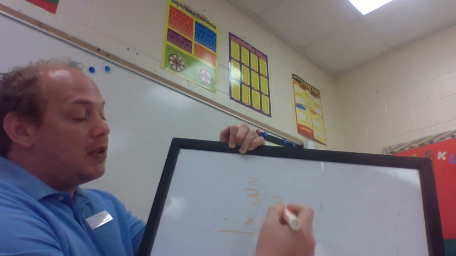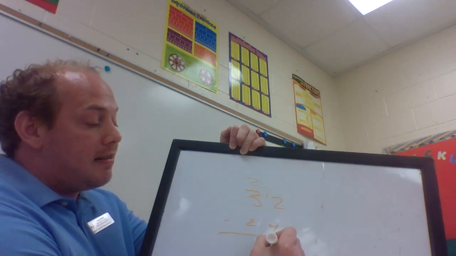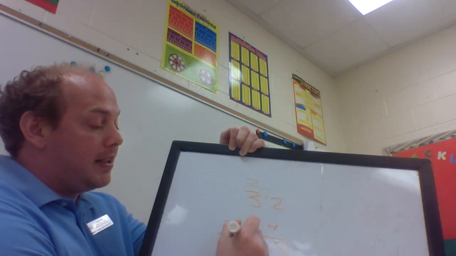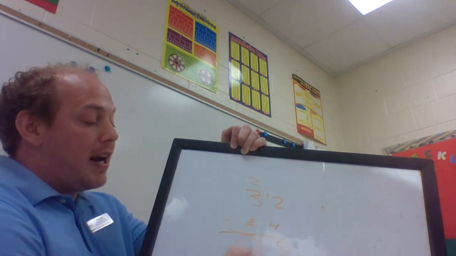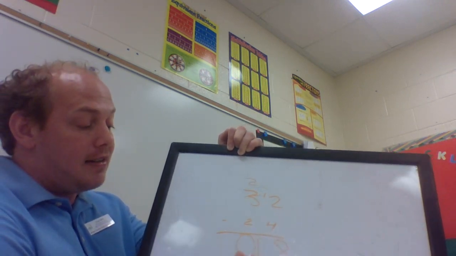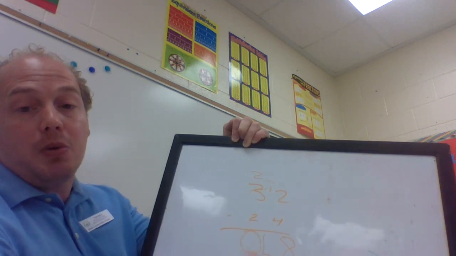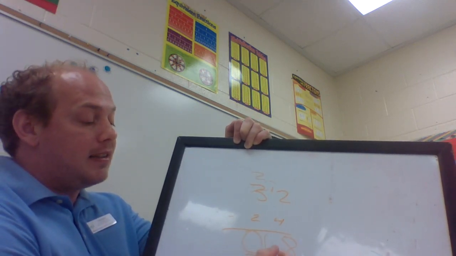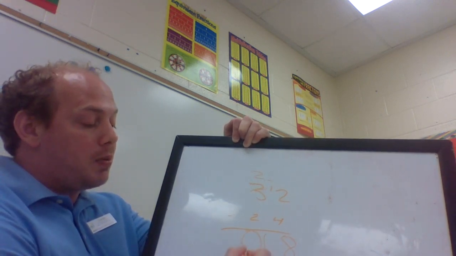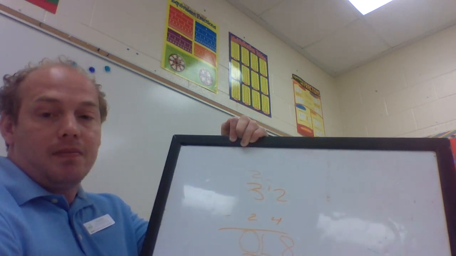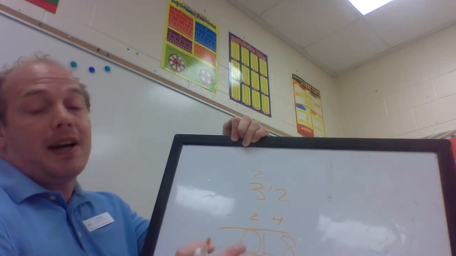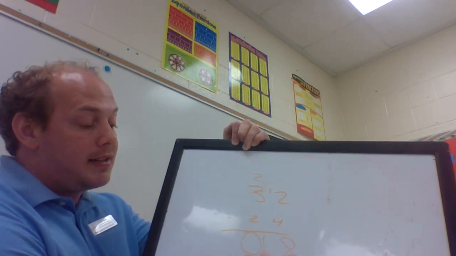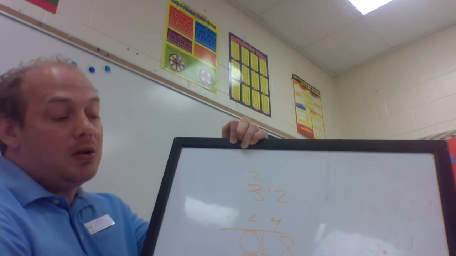So 12 minus 4 is 8. And 2 minus 2 is 0. So our answer is 8. And in terms of place value, what does that mean, guys? So this would be the tens place. So how many tens would we have? Right, we would have 0 tens, and this, of course, is the ones place, and we would have 8 ones.